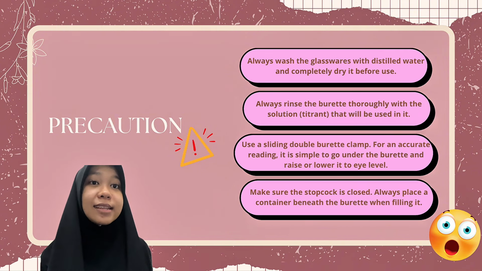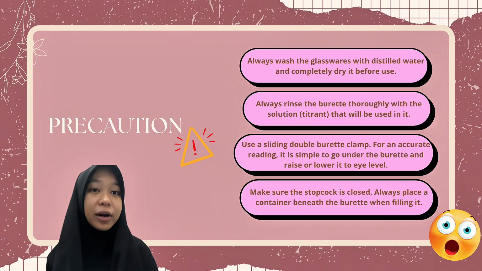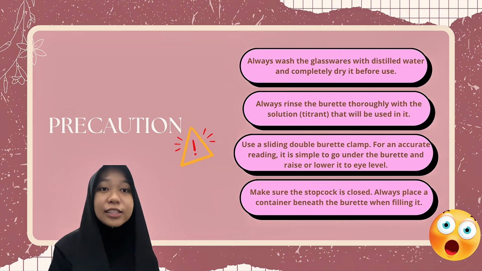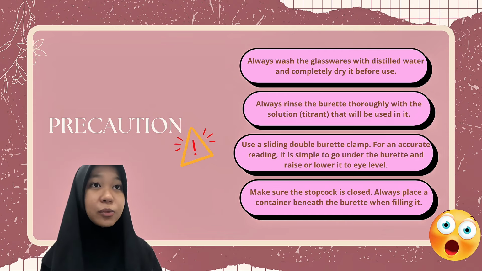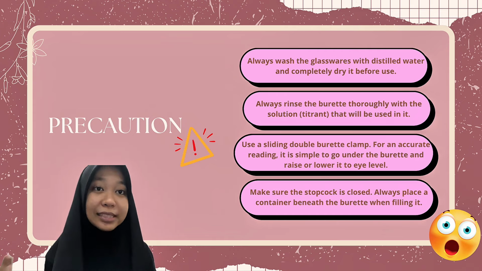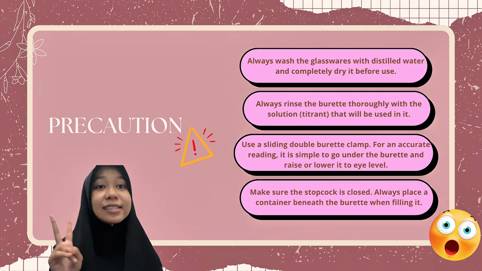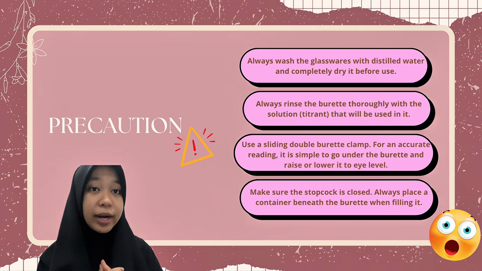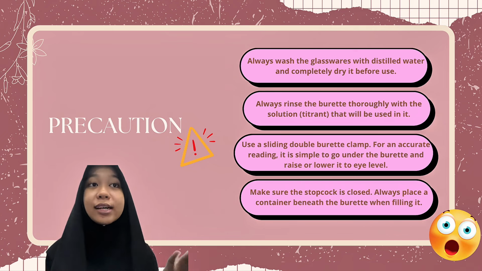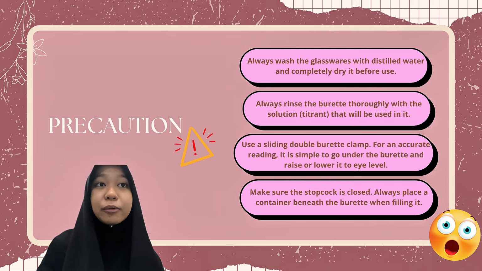These are the precaution steps that we can take before and during the titration. First, always wash the glassware with distilled water and completely dry them before use. Second, always rinse the burette thoroughly with the solution, which is the titrant, that will be used in it. Third, use a sliding double burette clamp.